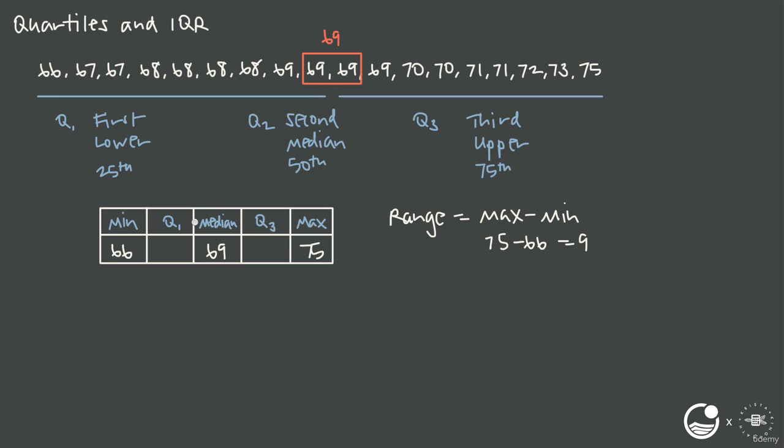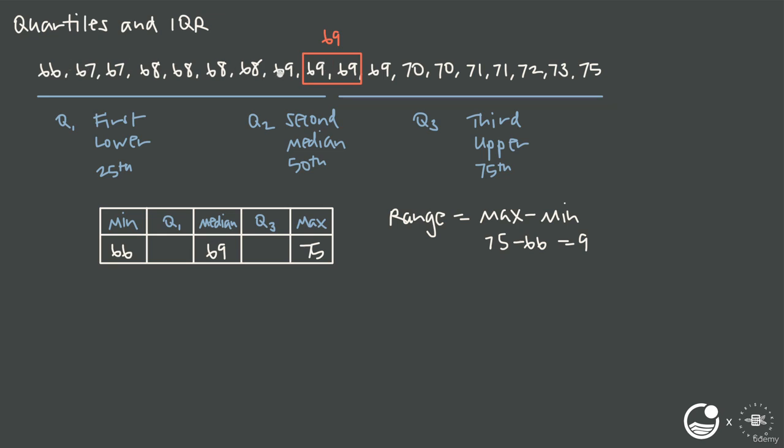And then in order to find the first and third quartile, we can just look at each half of the data set and find the median of the lower and upper halves. So if we just look at the lower half here, starting with this lowest value, 66, and going up to this 69 value right here, there are 9 values now in this lower half.